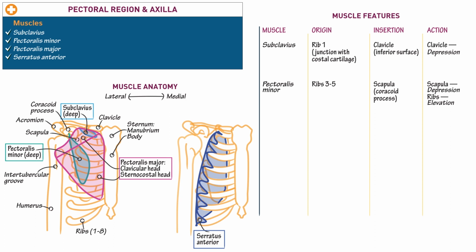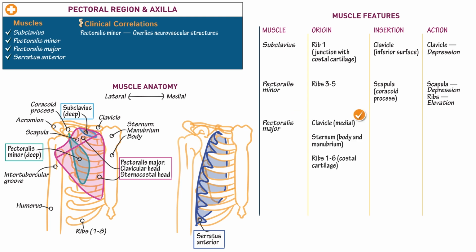As we march through our table, let's keep track of some important clinical correlations. Denote that pectoralis minor overlies key clinically important neurovascular structures. Now indicate that pectoralis major arises from the medial half of the clavicle, the sternum, and first 6 ribs. It inserts on the lateral lip of the intertubercular groove of the humerus, which it flexes, adducts, and medially rotates. This large muscle comprises the bulk of the anterior thoracic wall.